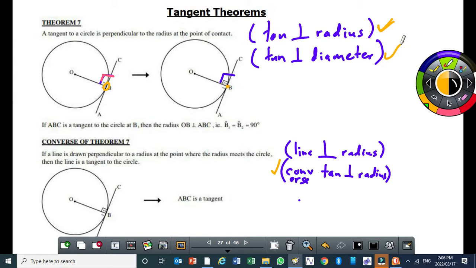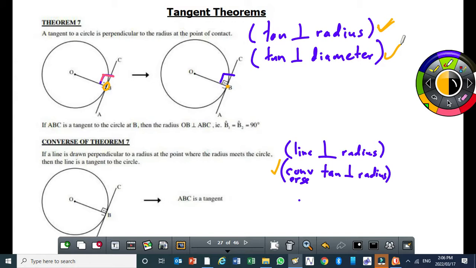Now, this theorem is very useful when you do grade 12 analytical geometry because it is required when you are dealing with the equation of a circle. All right? Then the converse now. The converse says if a line is drawn perpendicular to a radius at the point of contact, where the radius meets the circle, then that line is a tangent.